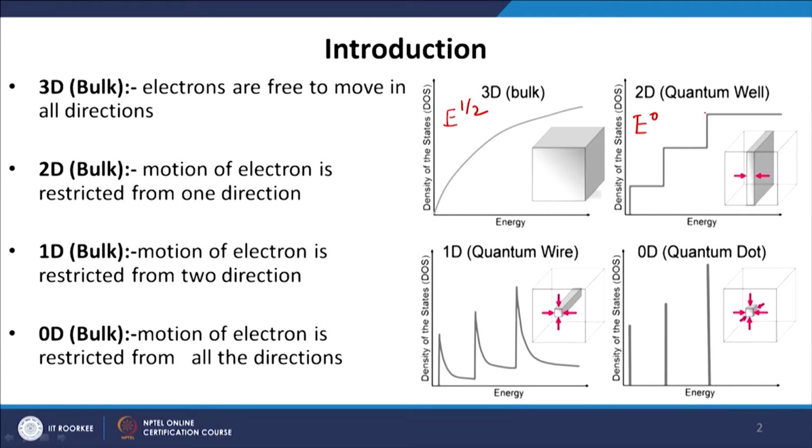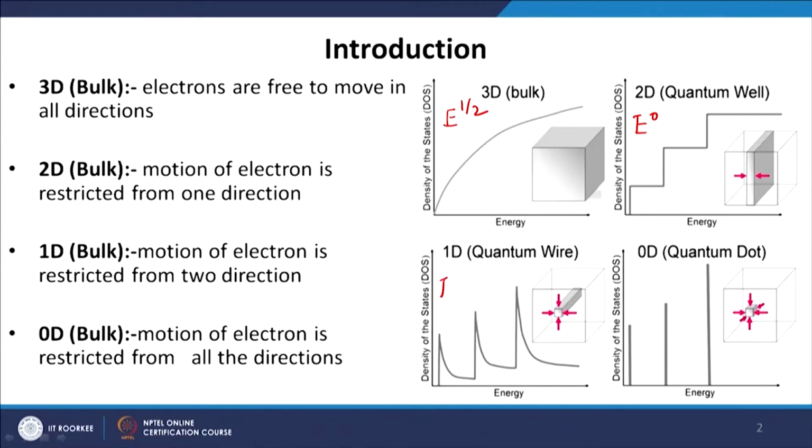So, basically starting from a 3D bulk material, we are reducing the dimension one by one. You can take an example of a chalk, and let us reduce the dimension of the chalk by reducing one dimension at a time, and let us calculate what is the density of states corresponding to that particular dimension.